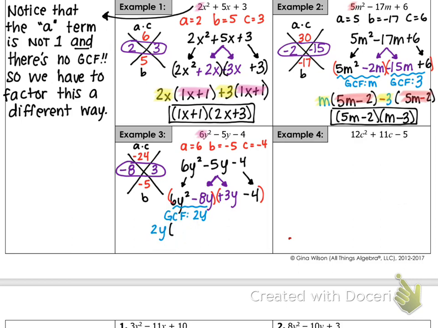6 divided by 2 is 3. Y squared divided by y is y. Negative 8 divided by 2 is negative 4. And y divided by y, if we just take out a y, then we don't have any y's left, so it's just 3y minus 4.